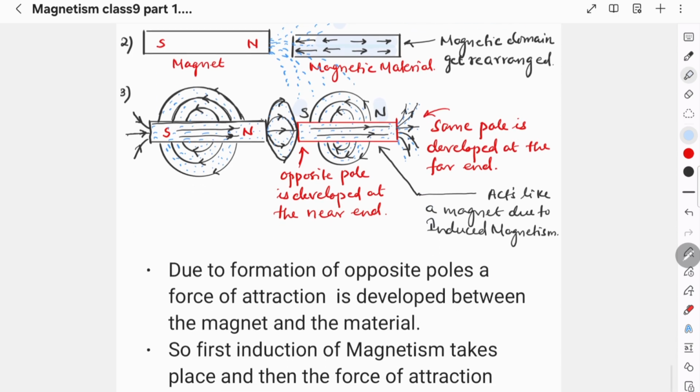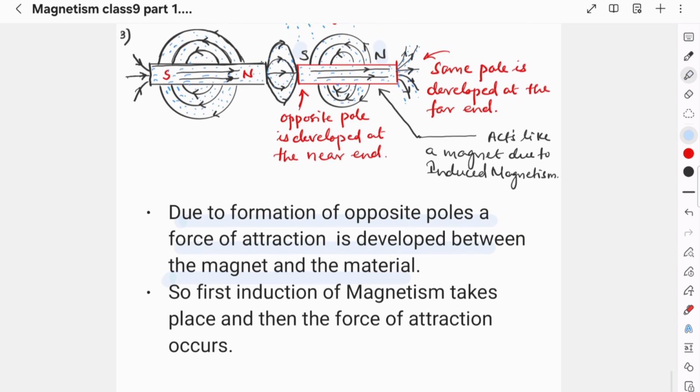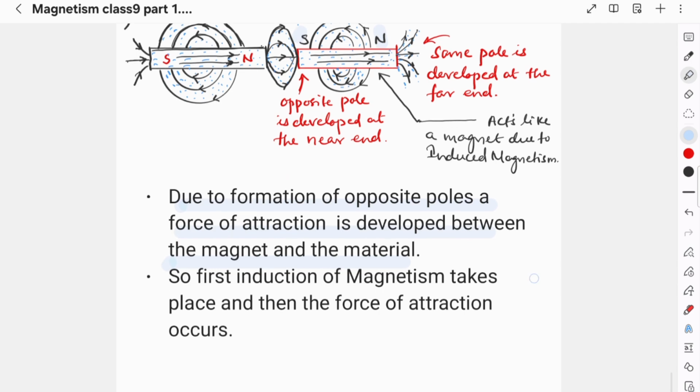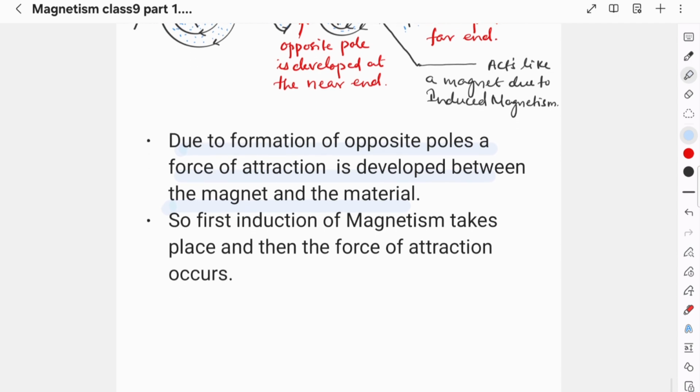Now opposite poles are being formed here. See, due to these opposite poles, a force of attraction is also developed between the magnet and the magnetic material. So these opposite poles will start attracting each other. There is a force of attraction between the north pole of the magnet and the south pole of the magnetic material. So first induction of magnetism takes place and then the force of attraction occurs.